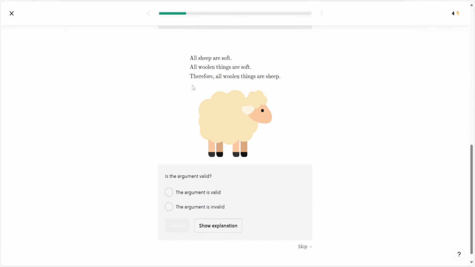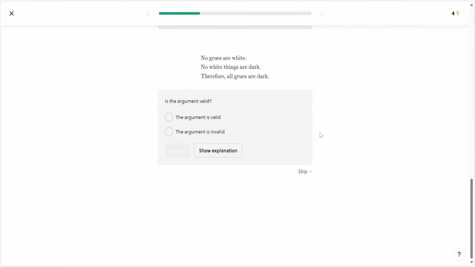All sheep are soft. All woolen things are soft. Therefore, all woolen things are sheep. No. Woolen things, sheep. Soft. I'm pretty sure. I'm expected to get tricked at some point, which is why I'm taking my time a little bit.